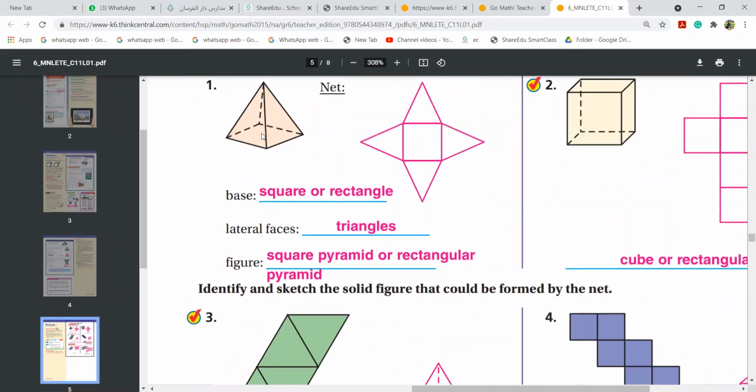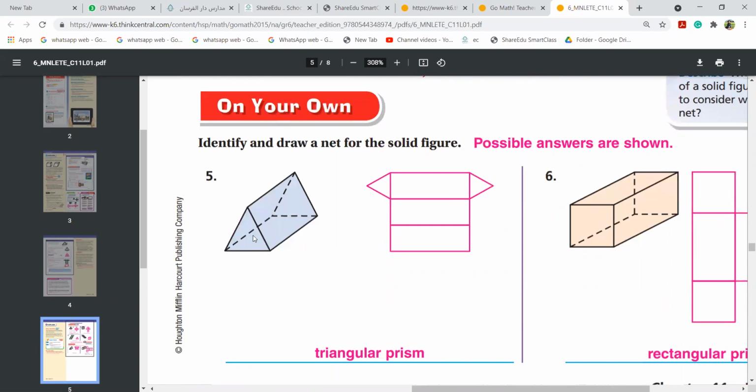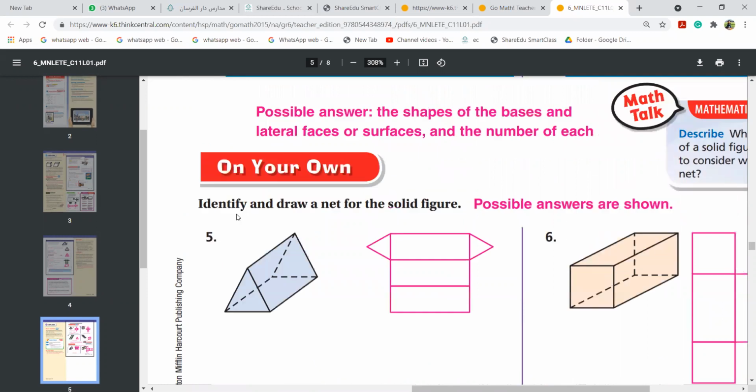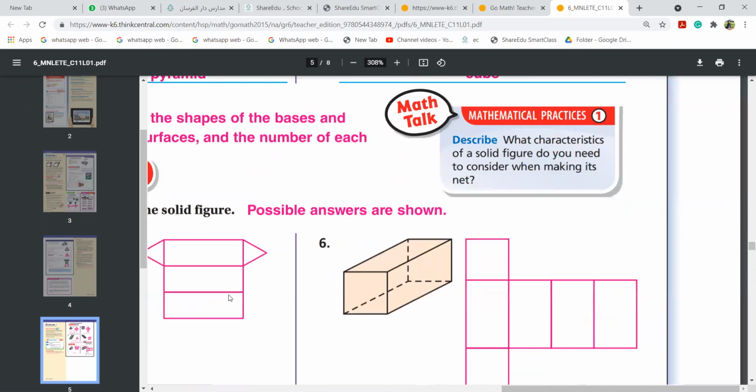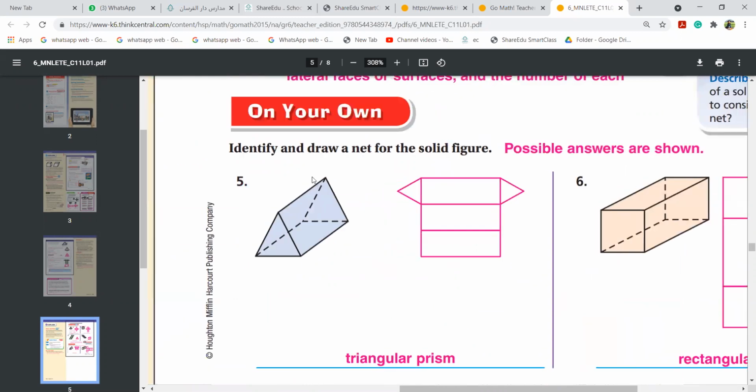Now, why was this a square pyramid? Because the base itself was a square. But here, what is the base? Rectangle. But how about the triangles? You can see two triangles. This is called a rectangular prism. By looking at this picture, you can easily decide that this is the rectangular prism. Triangular prism. This is the rectangular prism.